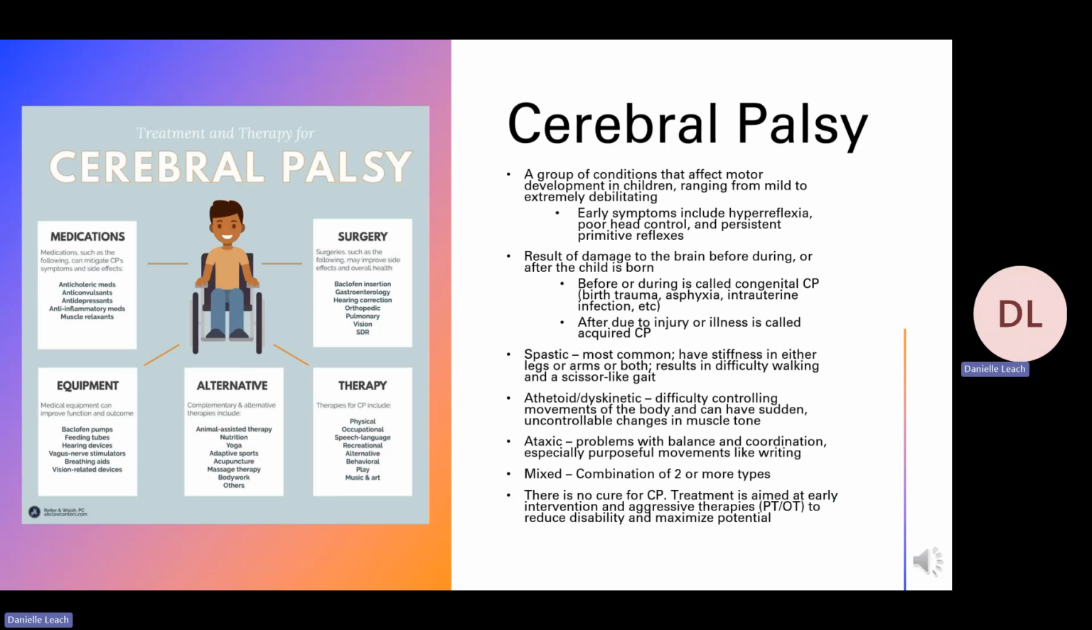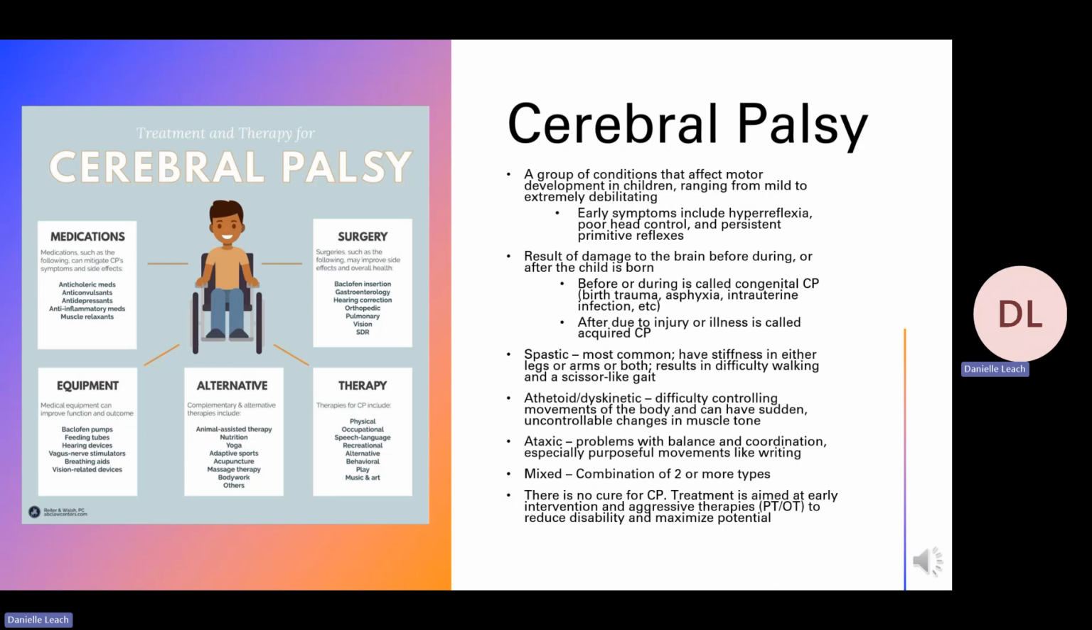There's also ataxic. With this one, they have problems with balance and coordination, and a lot of problems with purposeful movements, with things like writing or eating or reaching for objects. They can also have mixed CP, which is a combination of two or more of these types.